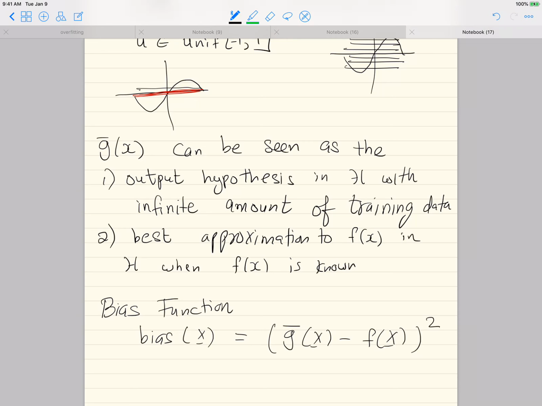If you're using a constant approximation to a sine function, you're going to have a large bias because this is the best approximation you have and you're far from the ground truth. So the bias is the difference between the best approximation in H and the ground truth. Take the difference at each x and square it. It's clear? So if you had a very complex hypothesis class which included sine of pi x, for example, then your bias will be 0 because that would be your best approximation to the ground truth.